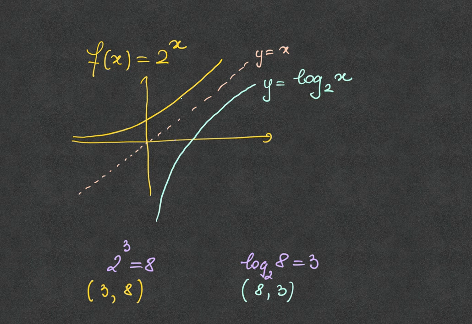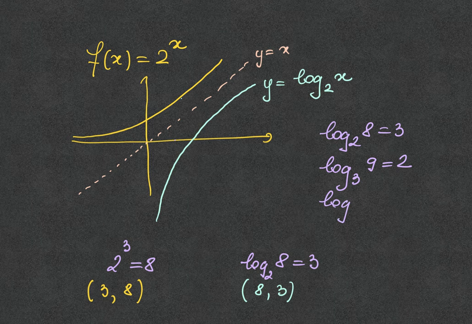Pause a bit and think of this concept. Now I can say directly log in the base 2 of 8 is 3 because 2 to the power of 3 is 8. What is it then, log, for example, in the base 3 of 9? So 3 to which power is 9? 3 squared is 9. What is log in the base 10 of 1000? 10 to what power is 1000? 10 to the power of 3 is 1000.